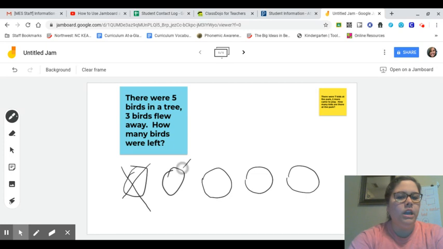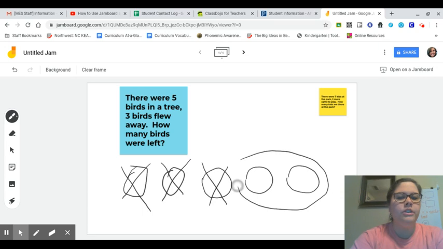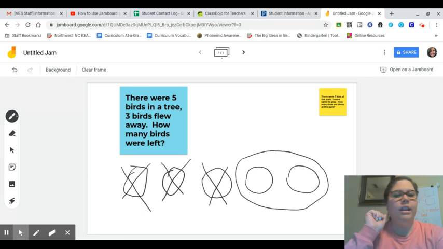There's 1, 2, 3. And now I'm going to circle how many are left. How many are left? 2. Awesome possums, you're right. Kiss your smart brains this morning. 2 are left. Miss Ingram could also write an addition sentence for this.